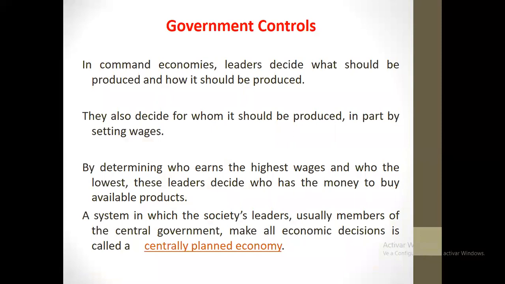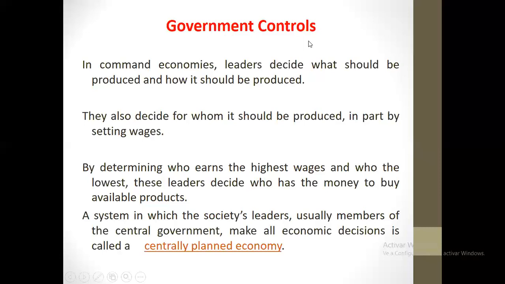Remember, the one who controls the economic system is the government. That is the difference between the market system, the traditional system, and the command system. In the other two systems, okay? Now the government controls everything. In a command economy, the leader decides what should be produced and how it should be produced. They also decide for whom it should be produced.